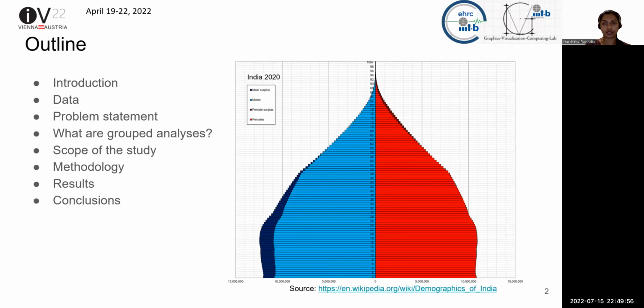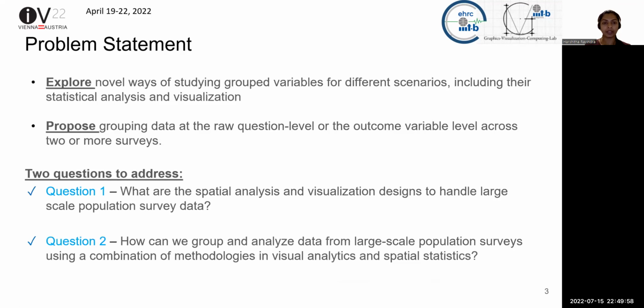Outline of the presentation today. In our doctoral work, we explored novel ways of studying grouped variables for different scenarios, including their statistical analysis and visualization. We propose grouping of data at the raw question level or the outcome variable level across two or more surveys. Here, we try to answer some of the research questions.